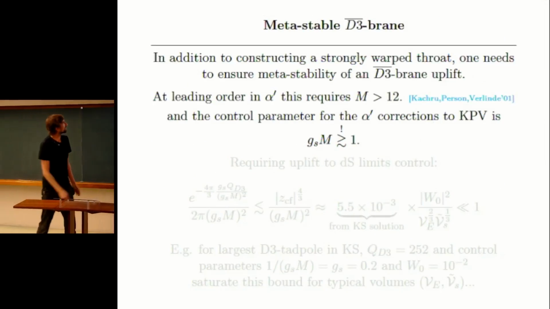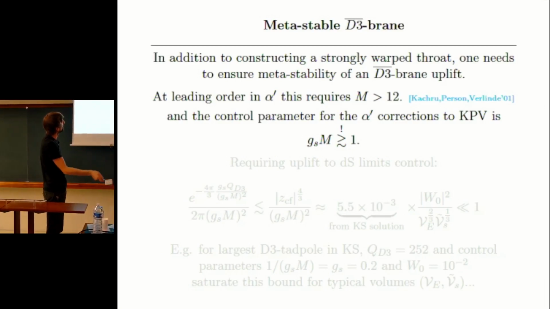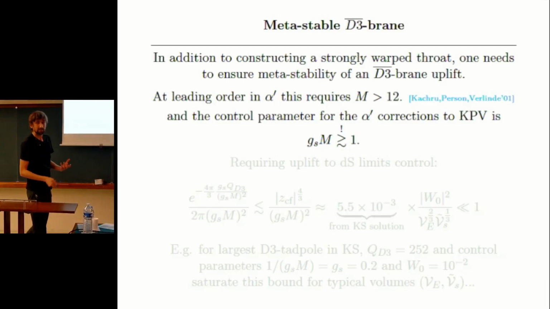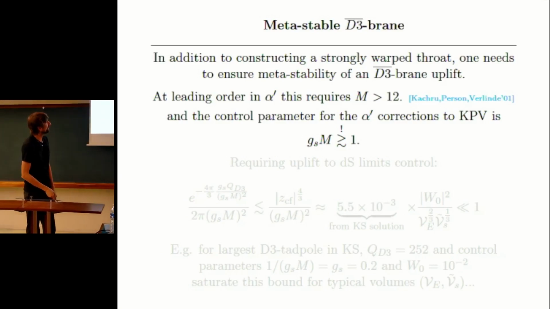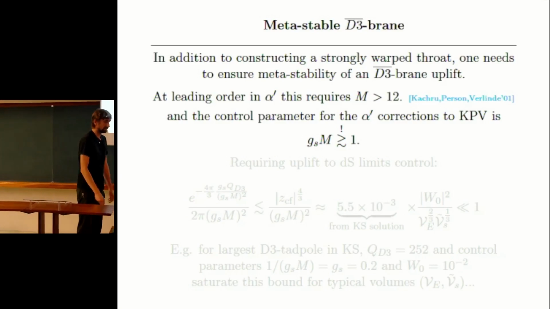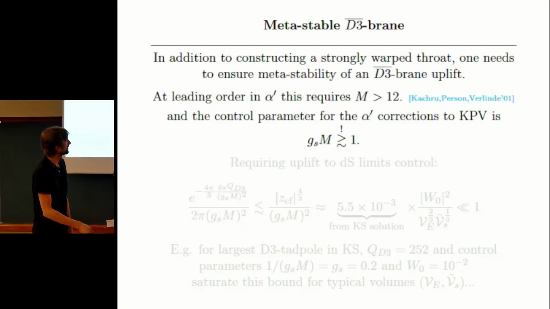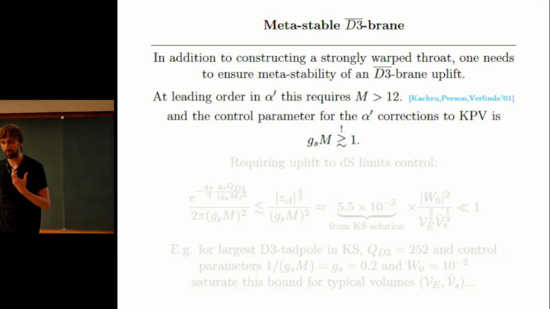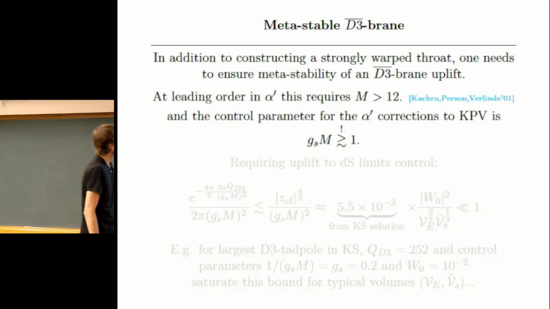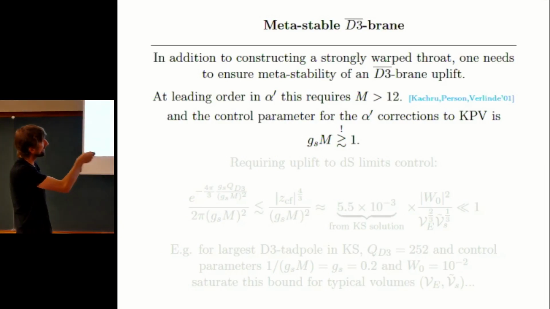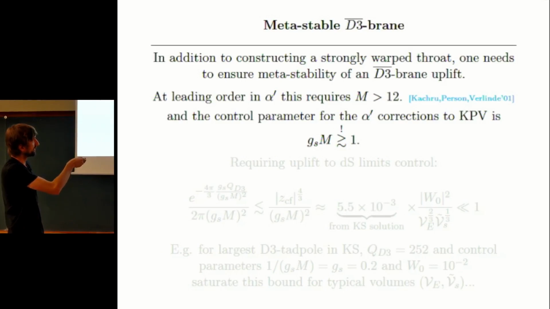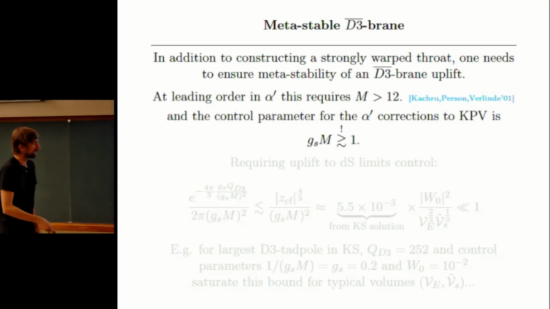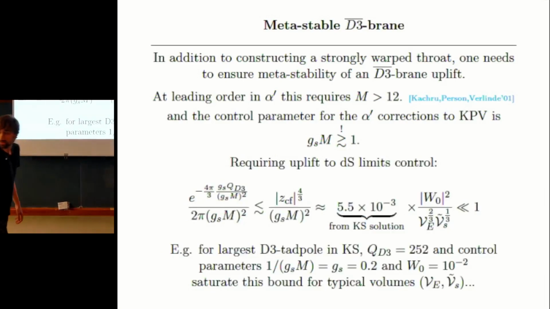But that's not all. One also needs to ensure that the strongly warped throat has a metastable anti-D3 brane uplift, and so according to the classic computation by Kachru, Pearson, and Verlinde, one has to have one of the flux numbers greater than 12. And for control over the alpha prime expansion, one also needs that this other factor g_s times this flux number is bigger than 1.